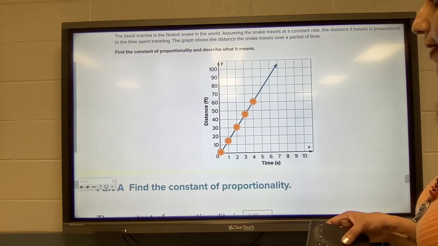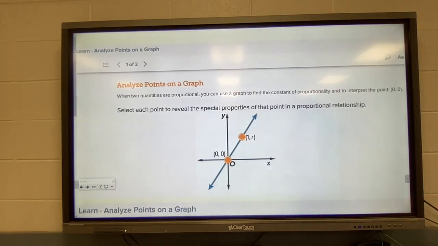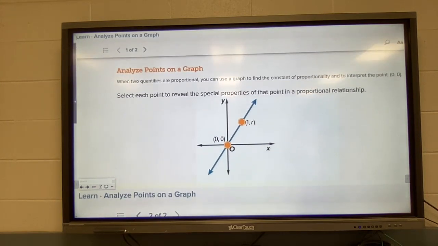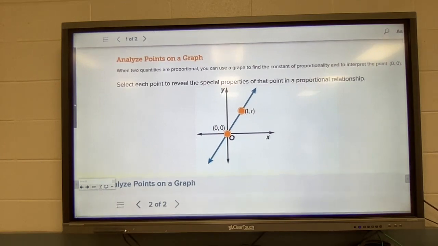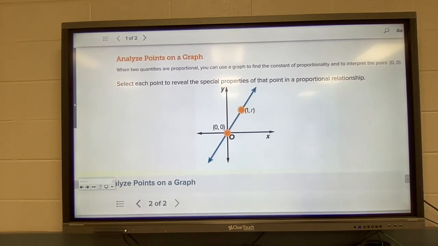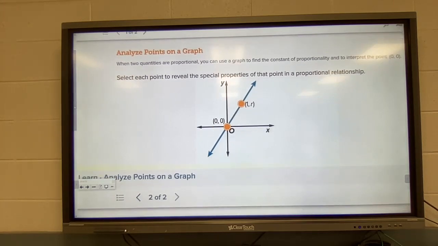When we are analyzing points on a graph where two quantities are proportional, you can use a graph to find the constant of proportionality and to interpret the points, which include 0, 0 over here.